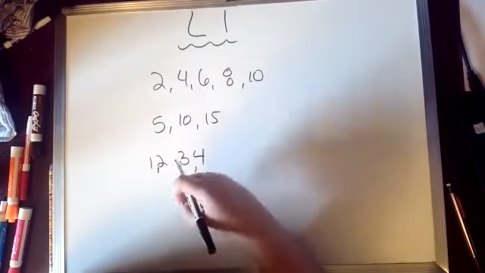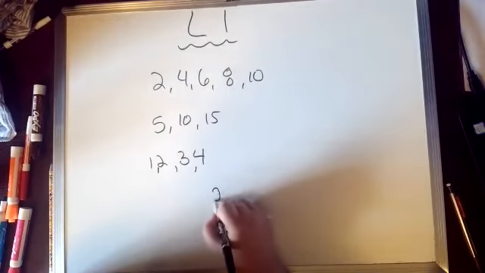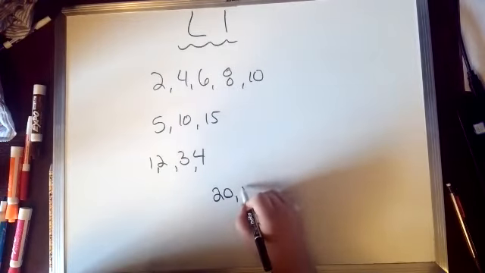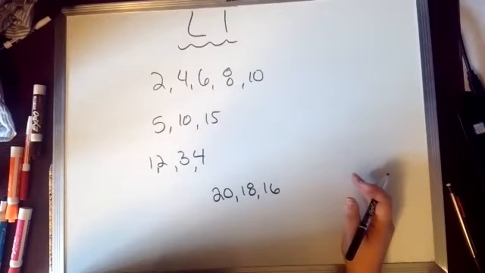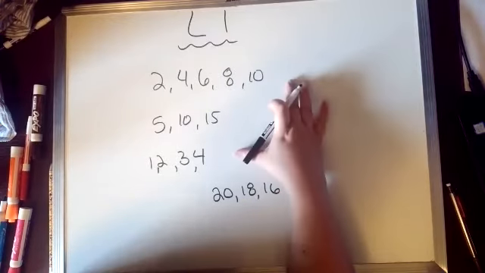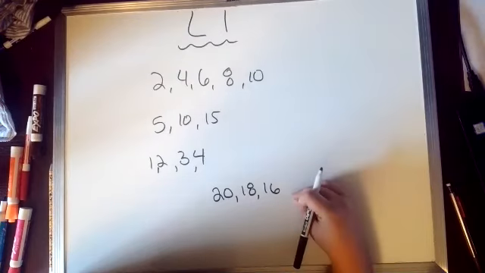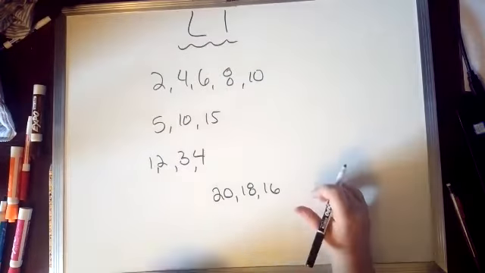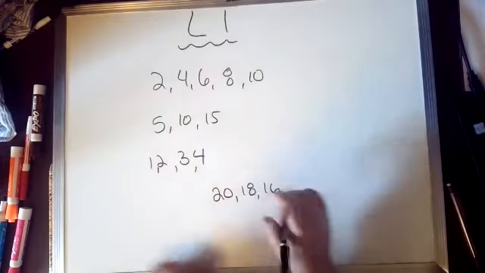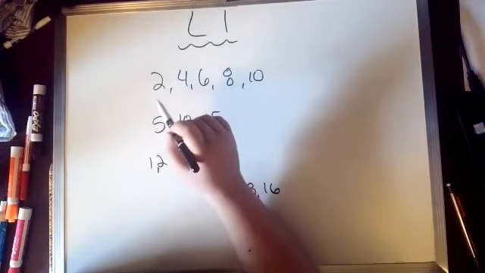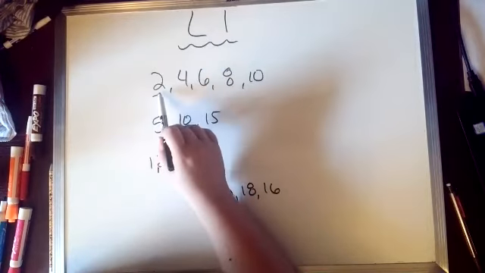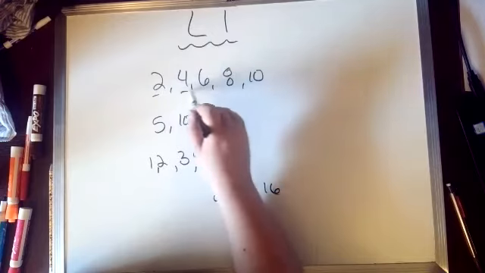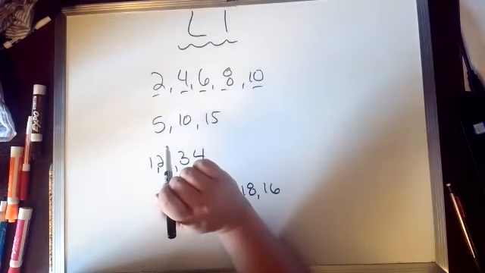You can also go the opposite direction. You can say 20, 18, 16, and so on. This is a counting sequence going up. This is a counting sequence going down. When you're looking at sequences, the counting numbers that make up the sequence are called your terms. So right now, this has 1, 2, 3, 4, 5 terms in the sequence.